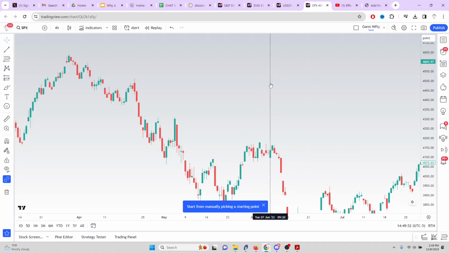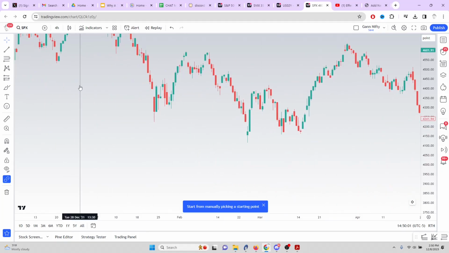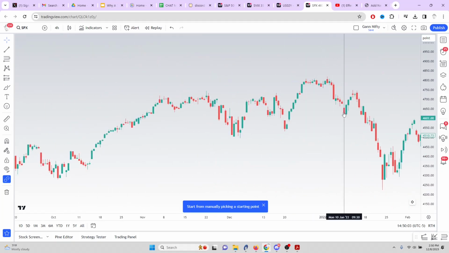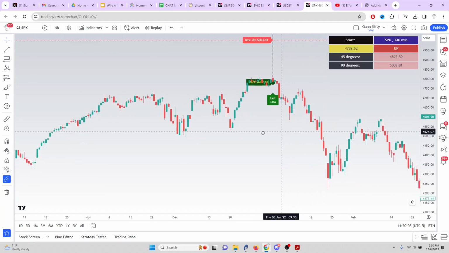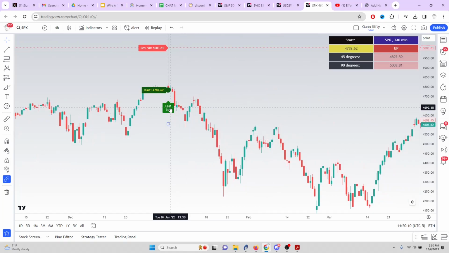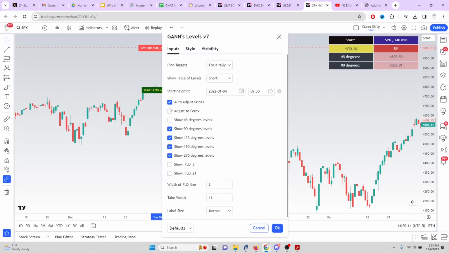So when you apply that indicator to the chart, you see the notification: start from manually picking a starting point. So let's come back to that major top that was made in January 2022. You pick it. By default, the indicator looks for resistance levels. To change that, you double click and you see the first point in the menu. It's called Find Targets. You click it and you pick for a decline.